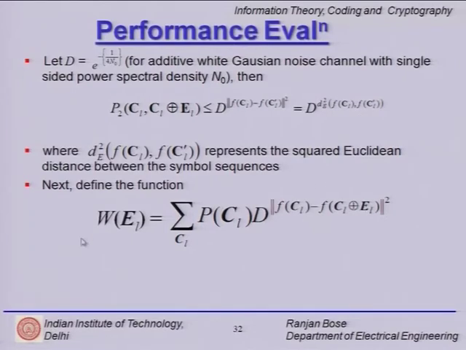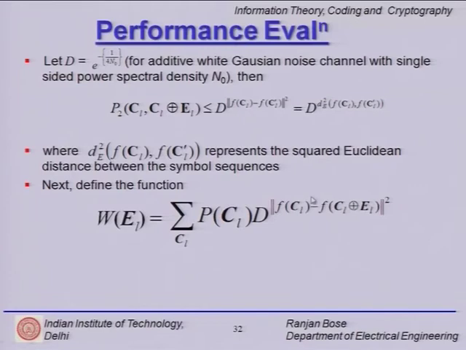So, we now define this function W of E_L. Please note it is a function only of E_L, and this is great because we do not want this W to be a function of any particular path in the trellis. It is only a function of the error event. Therefore, we are defining it as this.